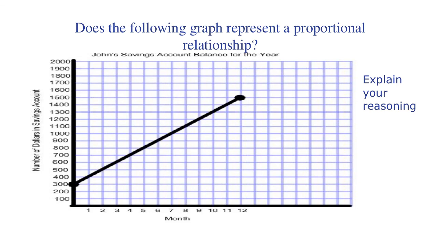Does the following graph represent a proportional relationship? The answer is no. Why? Yes, it's a straight line, but it doesn't pass through that origin point.